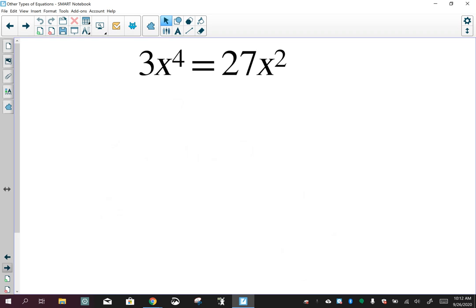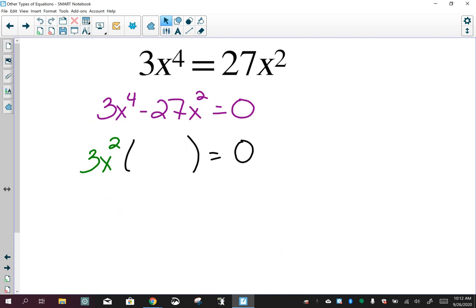Anyway, okay. So this is what we're going to do. Our first thing that we need to do is get everything onto one side. So I'm going to rewrite that and set it equal to 0. I moved my 27x squared over to the left-hand side and set that equal to 0. Now, it's as simple as factoring. This is not set up in a quadratic form, so we're not going to worry about that. What we're going to do is just pull out what they have in common. And what they have in common is 3x squared. Then you're going to get a set of parentheses, and you're going to write your leftovers on the inside.